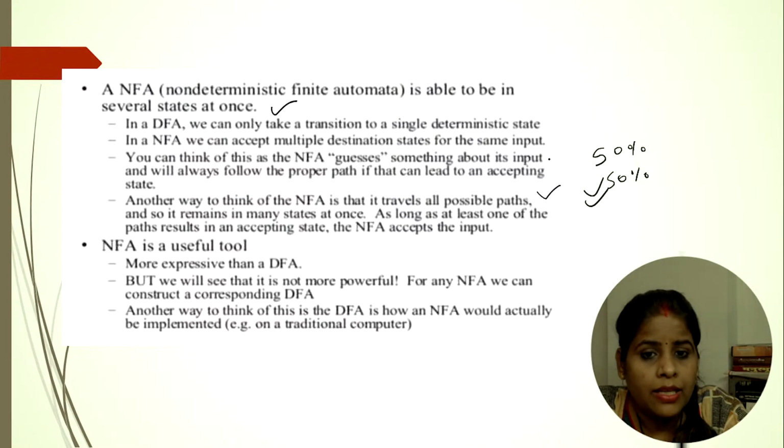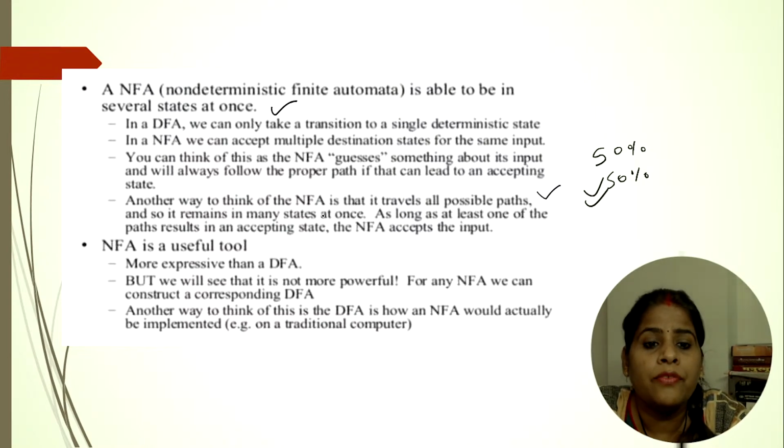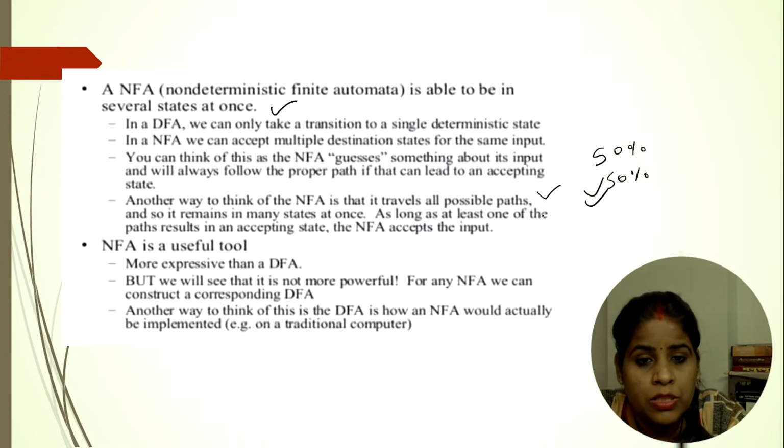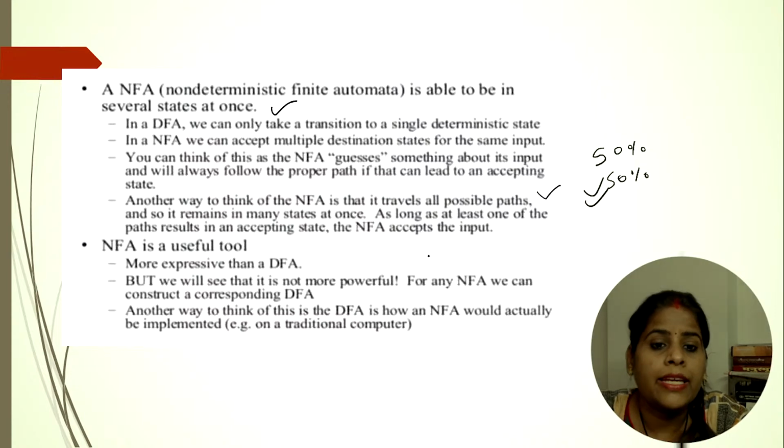तो ये अगला कंडीशन है. Another way to think of the NFA is that it travels all possible paths. It is clear? So it remains in many states at once. यानी कि इसमें बहुत सारे स्टेट हैं और ऐसा भी होता है कि एक ही स्ट्रिंग बहुत सारे स्टेट पे एक्सेप्ट हो रहा है ना.